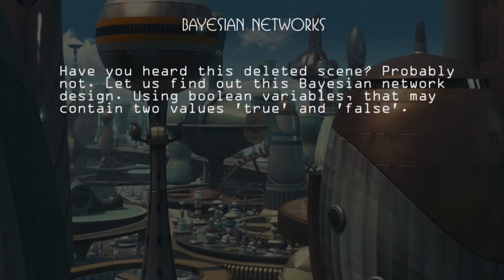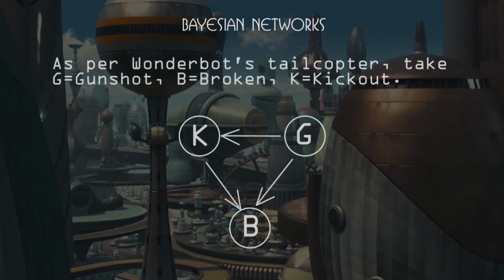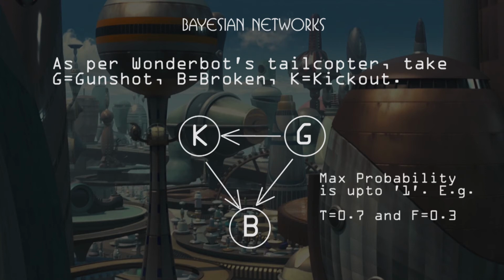Probably not. Now, continuing this topic, we are going to use Boolean variables, of two types. One is true, and the other false. There are two events that can happen. One is kickout, and the other gunshot. This acts as a probability, like in mathematics. The maximum value can be up to 1. Suppose a true value is 0.7, then the false will be the remaining 0.3.